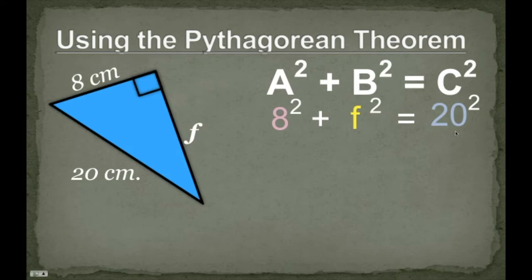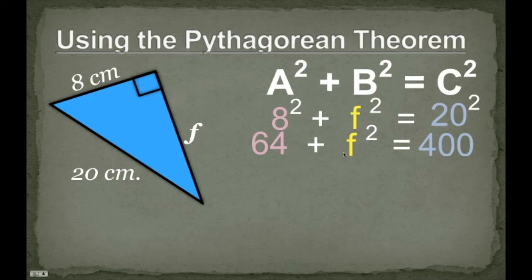And I should square whatever I can. 8 squared is going to be 64. F squared, I don't know what f is, so I can't square it, so I'll bring down f squared. And 20 squared is going to be 20 times 20, which is going to give me 400. And then I'll bring down my signs. So now I've got 64 plus f squared equals 400. But remember, the whole point of doing this is to try to solve for f.